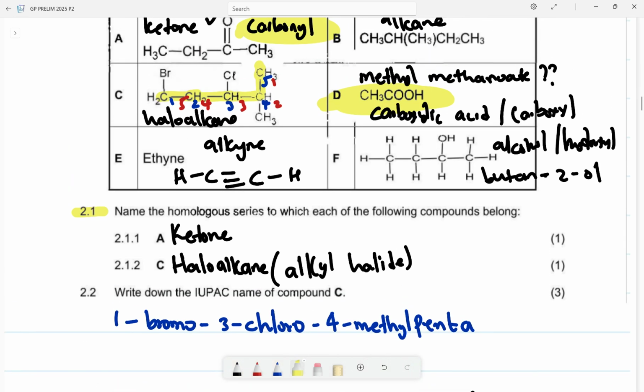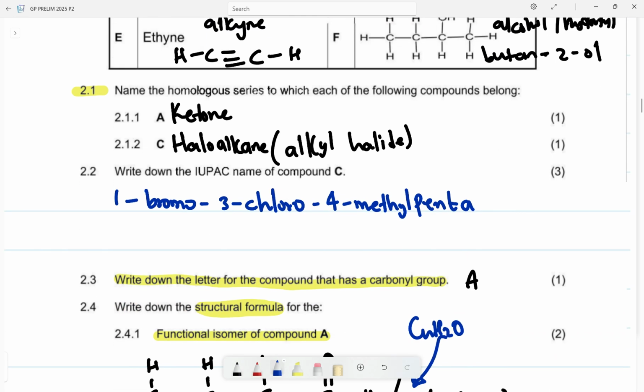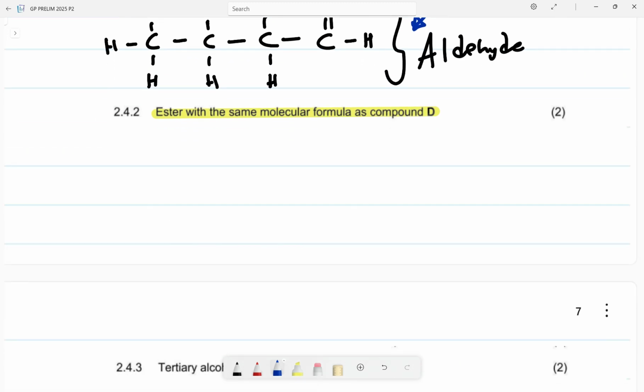So the molecular formula for this one, how many C do I have? I have 2 C's. How many H do I have? I have 4 H's. How many O do I have? I have 2 O's. So they want me to draw an ester with this one. But what do I know? I know that the carboxylic acid has a COOH at the end.